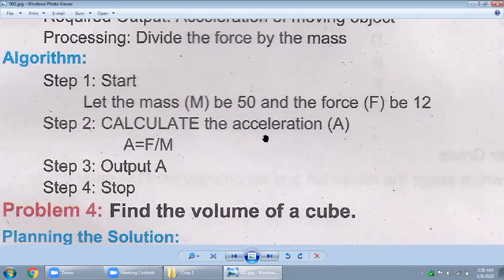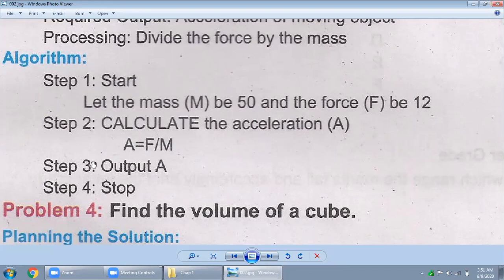Step 2, calculate the acceleration. If the force is equal to ma, and we have to find the acceleration, then acceleration a is equal to F divided by m. If I apply these values, force is 12 and mass is 50, so 12 divided by 50. What will be the result? It should be our answer.